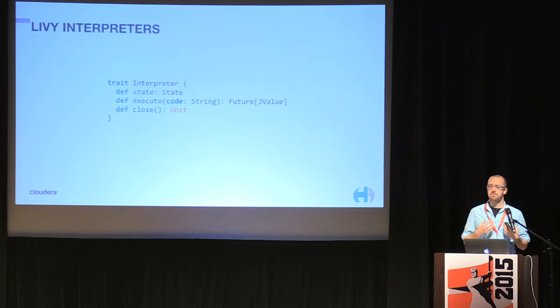So here is finally some of the Scala code. This is the base trait for all of the interpreters. It's very simple, as you can see. We just execute code, and eventually we'll get a JSON value out of that after the future completes.